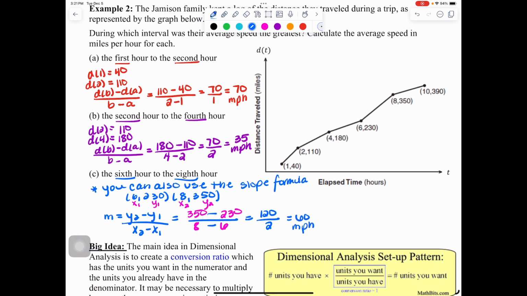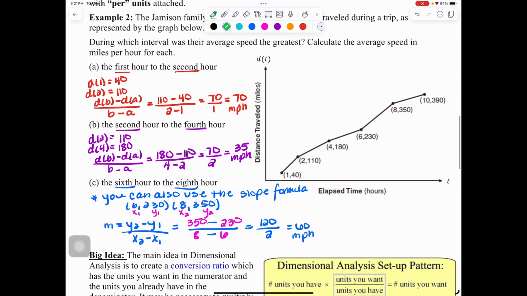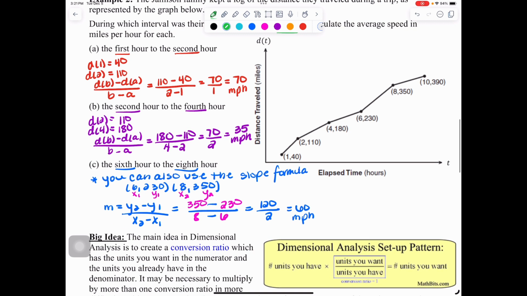And then we need to make sure we go back and actually answer the question. During which interval was their average speed the greatest? So out of all of those, it was the greatest from the first to the second hour.